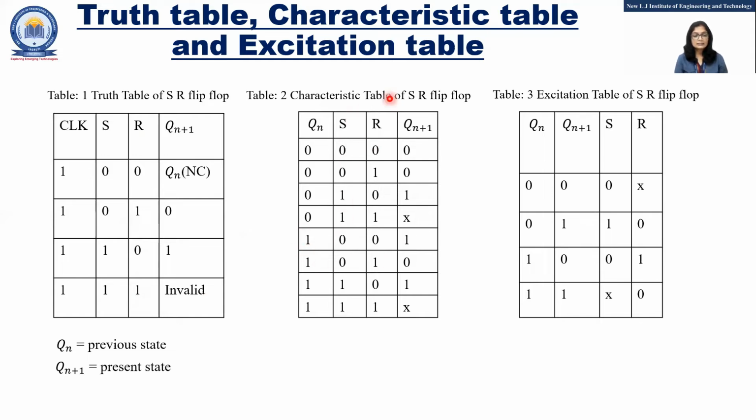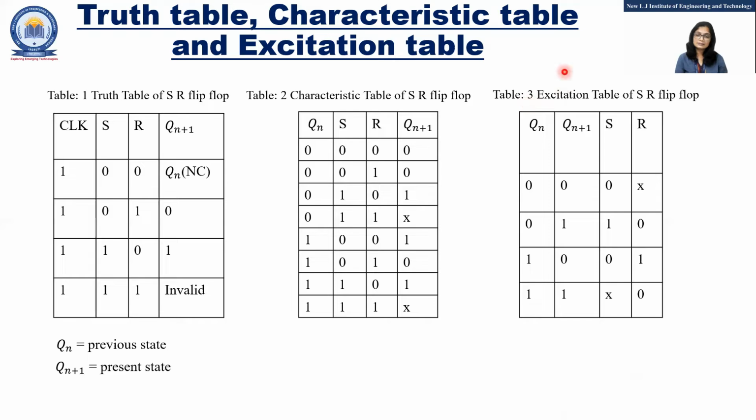Now, again, suppose both are 0 and previous state is 1, then as I told you, there is no change in the state. There is no change in the present state. So we will write here 1 as it is. When 0, 1, Qn plus 1 is 0. 1, 0, Qn plus 1 is 1. 1, 1, invalid state. So this way, we can write characteristic table. Now we'll see excitation table.